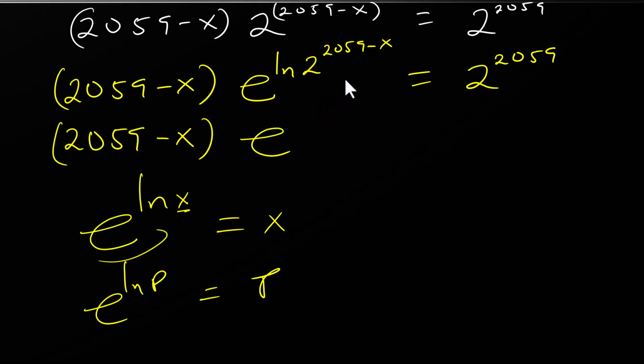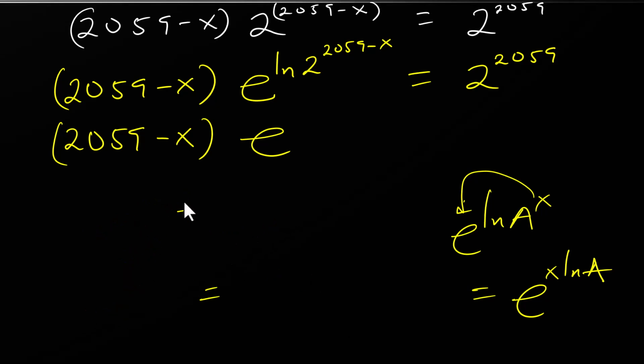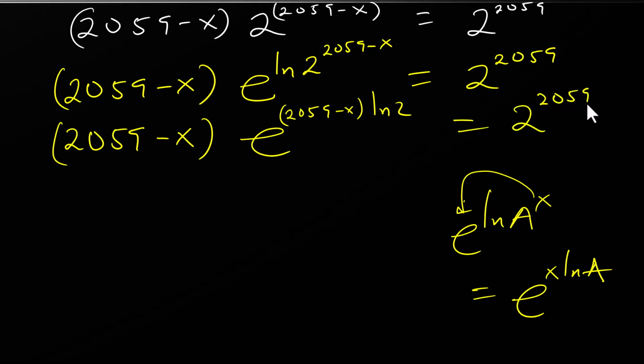So we have e. Now this one is a power rule. Remember, e raised to ln of a to the power x, so this one will come here, that will be e raised to x ln of a. As simple as that. Okay, so everything here will be 2059 minus x ln of 2. So this is ln of 2, and this one is a power rule here, equals 2 raised to 2059.